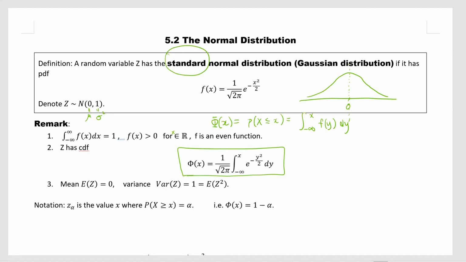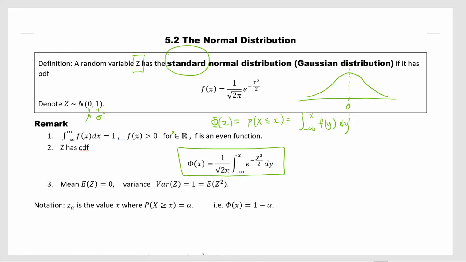And for the standard normal distribution, we use Z to denote it. Usually when we have a random variable, we use X to denote it. But because the standard normal distribution is so important, we use the special letter Z to denote the random variable, and we use phi of x to denote the CDF of the standard normal distribution. The mean of the standard normal distribution is 0, and the variance is 1, which also equals the second moment of this distribution.